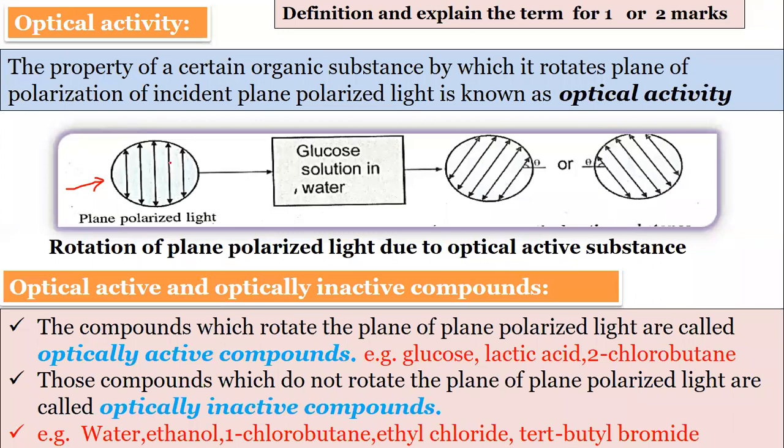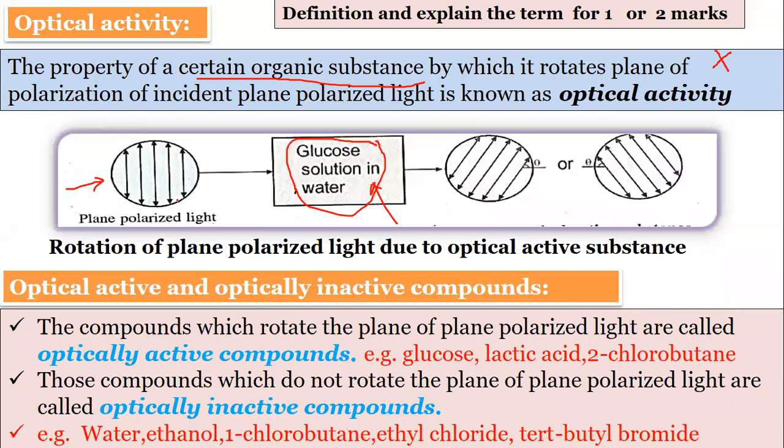This plane polarized light is passed through certain substances, and we don't know which substance is kept here. See the definition: the property of certain organic substances by which they rotate the plane of polarization of incident plane polarized light is known as optical activity. This is a very difficult explanation, so I will explain in simple language.